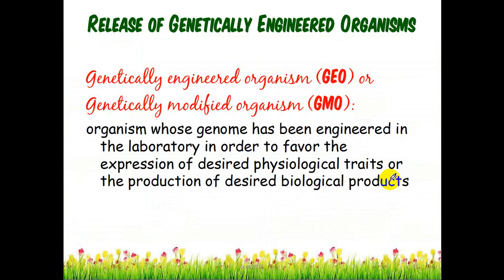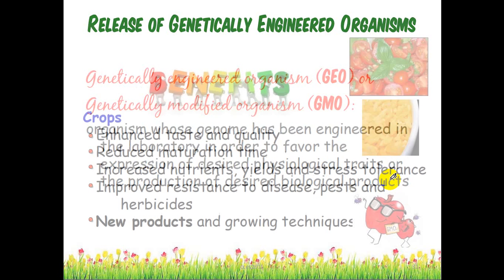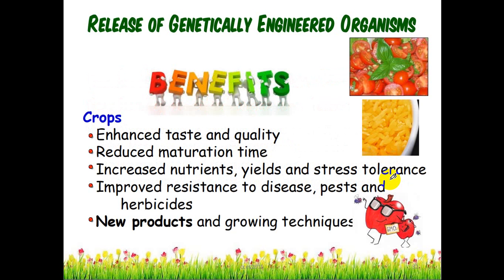Genetically engineered organism and genetically modified organism, I've already discussed this with you. A genetically engineered organism is an organism in which we make some changes in their DNA. So it is called a genetically engineered organism, and we also call it a genetically modified organism. What are the benefits of genetically engineered organisms? Enhanced taste and quality, if you know about the tomato.